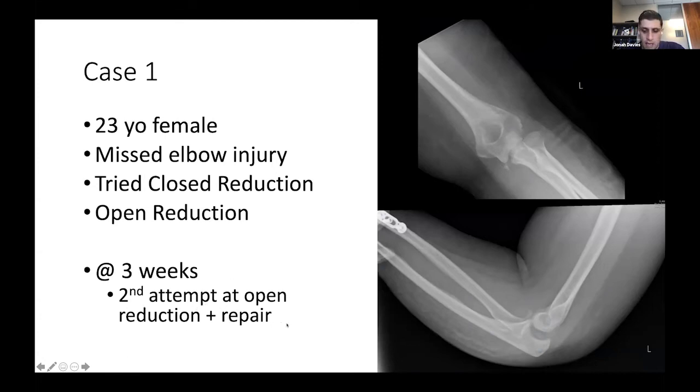And they decided to try a second reduction and repair. And I can show you the x-ray, but it looks exactly the same, just with a little bit more callus formation in the joint. So now, Greg, you do the exact same thing. Would you admit them and try to get them in the operating room the next day?